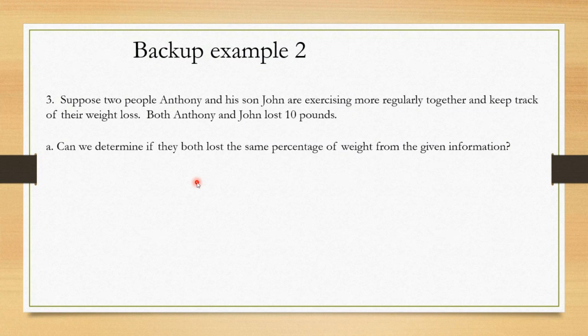Well, it turns out the answer is no. And why is that? Because we don't know their original weights, their starting weights. I mean, they lost 10 pounds, but we don't know how much they weighed when they started. When you get a percentage, it's always part over whole. You're dividing by something. But we're not given the whole, we're just given the part.